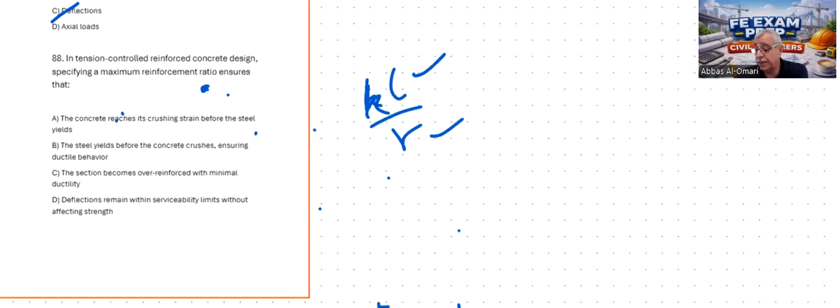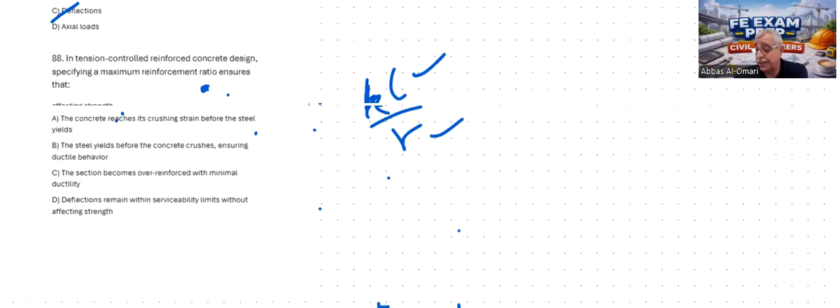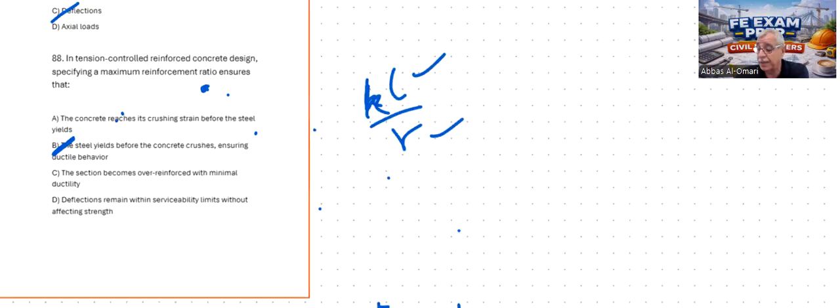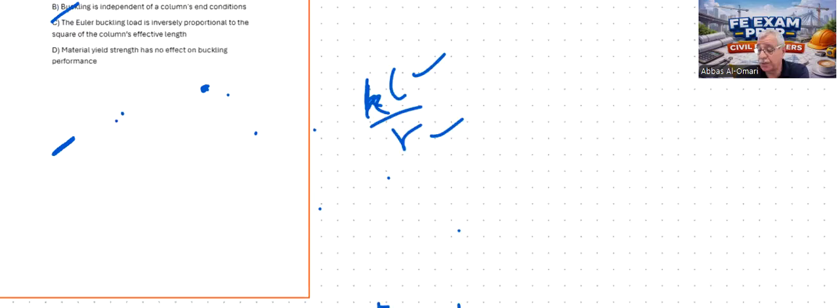So if we look at the different choices, choice B is the correct choice. There is a maximum limit on the steel ratio so that the steel yields before the concrete crushes, ensuring ductile behavior. So that will ensure that the steel will fail before the concrete. If we increase the steel, the failure will occur in the concrete, and that will be sudden, it will not give warning. So we impose a maximum reinforcement ratio to make sure that failure occurs in the steel before the concrete. So the next question.